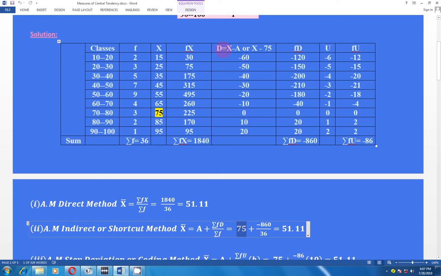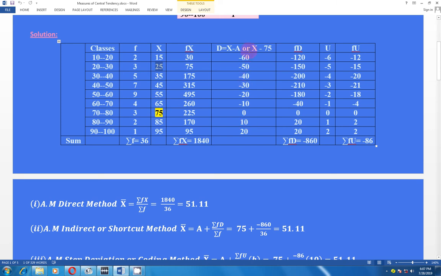First of all, in the first step we obtain d, and after obtaining d, we will multiply this d with the respective f. So d is equal to x minus a. The first x value is 15. 15 minus 75 is equal to minus 60. The second value of x is 25. 25 minus 75 is equal to minus 50. 35 minus 75 is equal to minus 40, and so on.